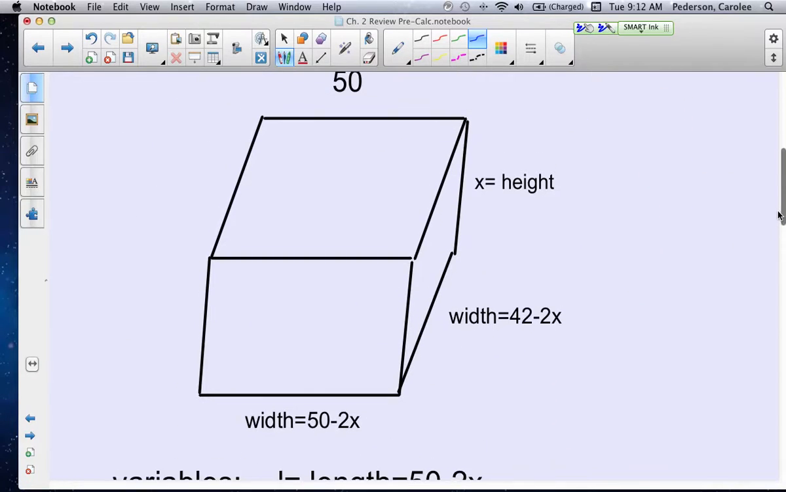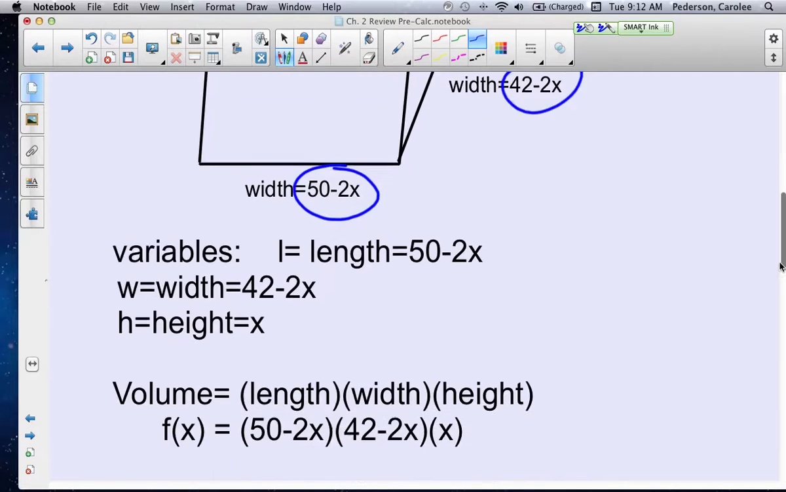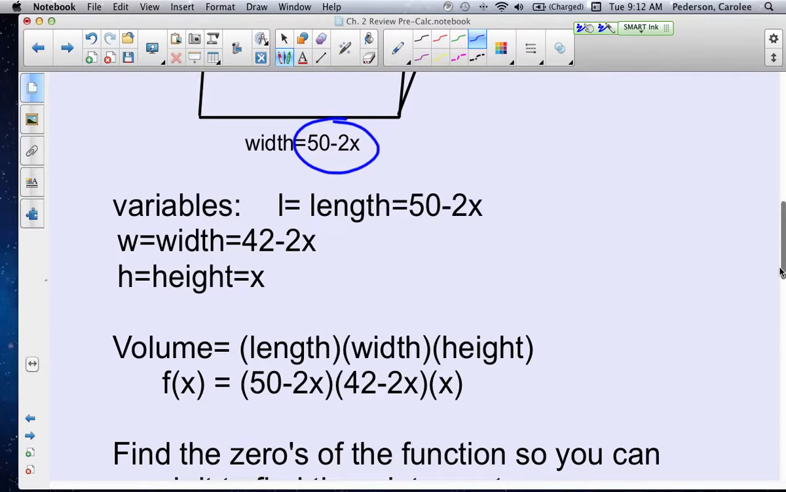So you don't need to draw this picture, but this is what it would be if you were to take it. Those are the 3 dimensions we're going to focus on. You don't need to write these down. That's just identifying the 3 different sides: the length of 50 minus 2x, the width, which is 42 minus 2x, and then the height.